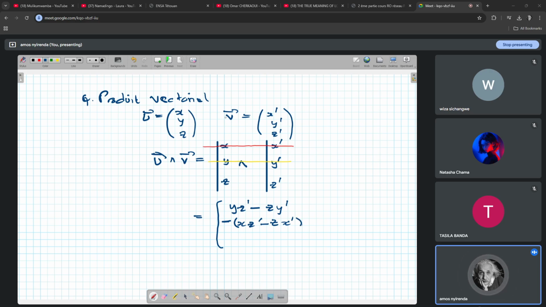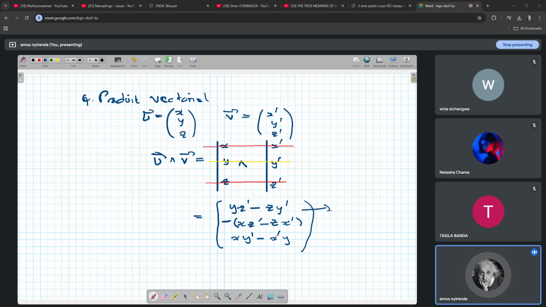Z multiplied by x prime, only for the y. And then for the z component, we basically do the same thing, but this time we get rid of the last line, and then we cross multiply the two lines that are on top. So here we have x multiplied by y prime, minus x prime multiplied by y. So this is going to be our produit vectoriel.